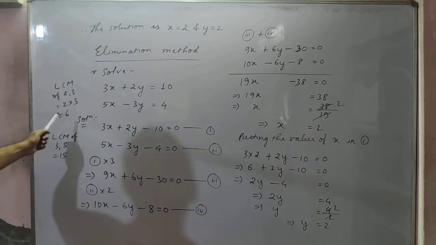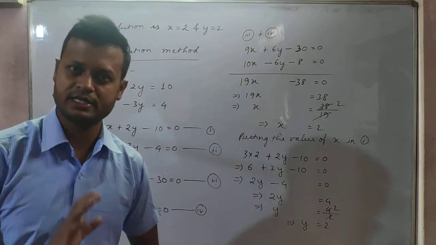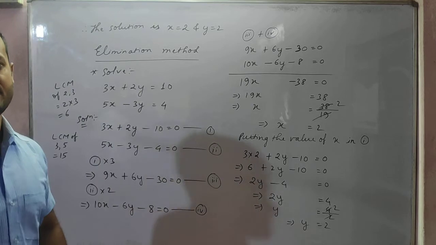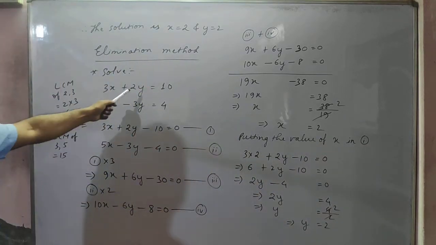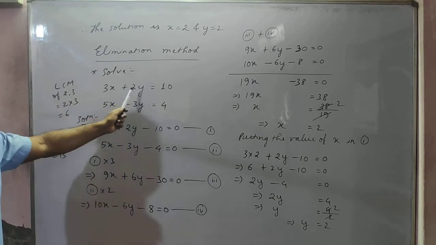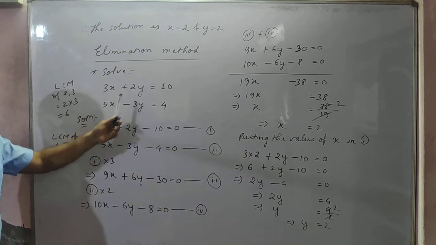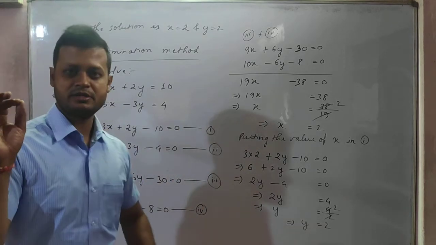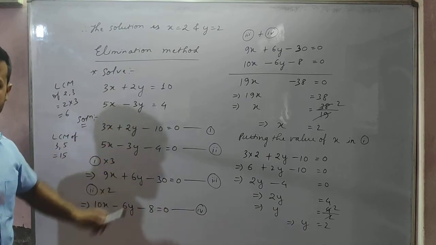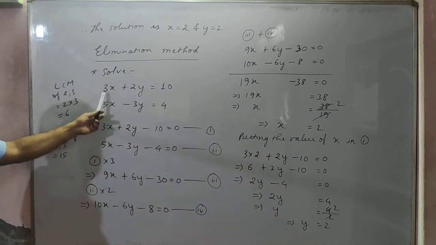That means we will choose 6, because 6 is a smaller number, and a smaller number means our calculation will be a little easier. This time we will choose to eliminate y, because the LCM of 2 and 3 is 6. If in place of this 2 we want to make 6, what number will you multiply by? You will multiply by 3. So 3 3s are 9.